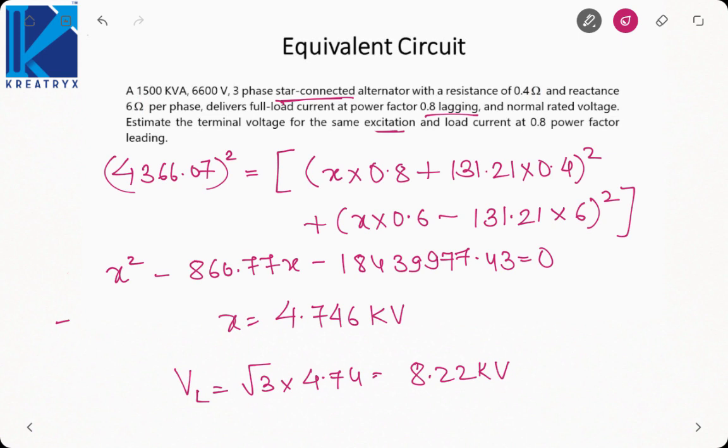Same is the case if any value is given. If a three-phase voltage is given, it is by default line if it is not specified, or if it is specified as phase, then it is phase voltage.